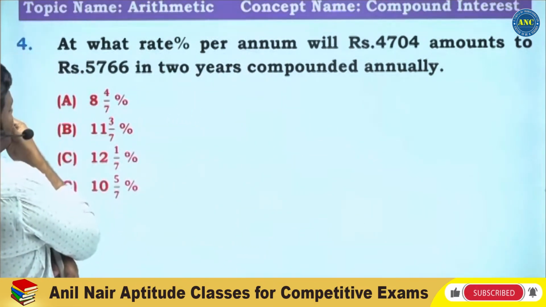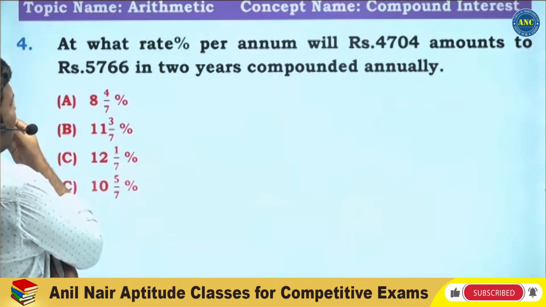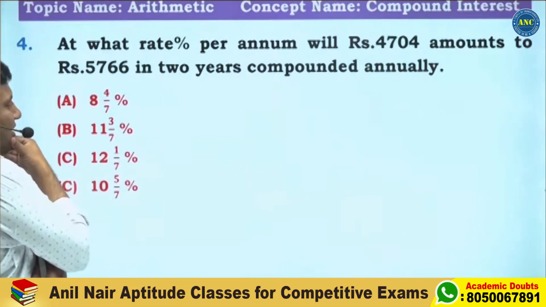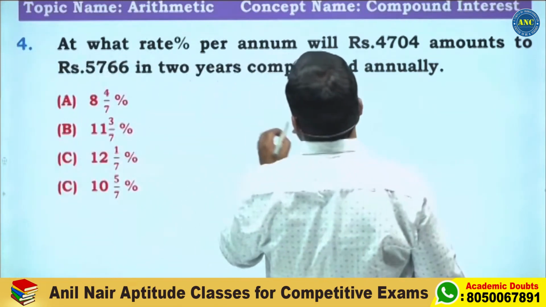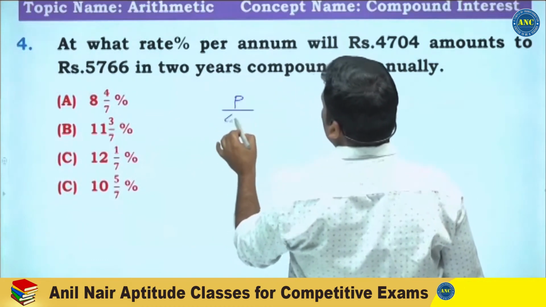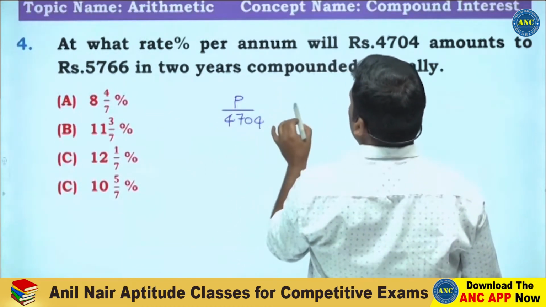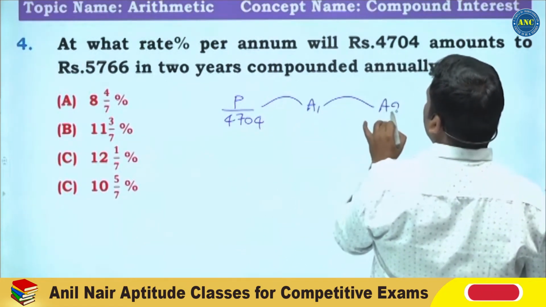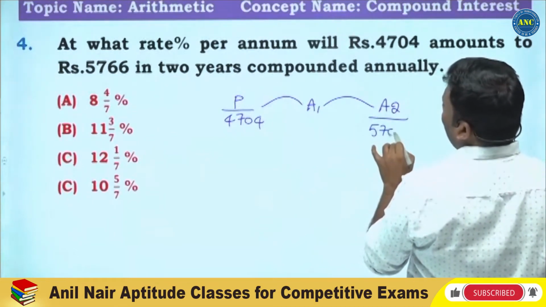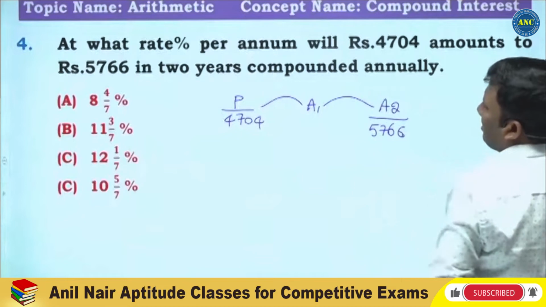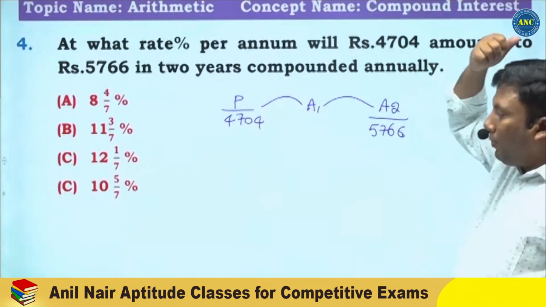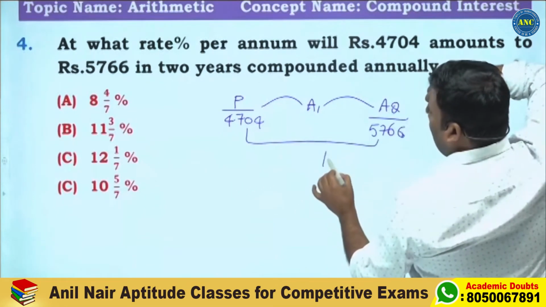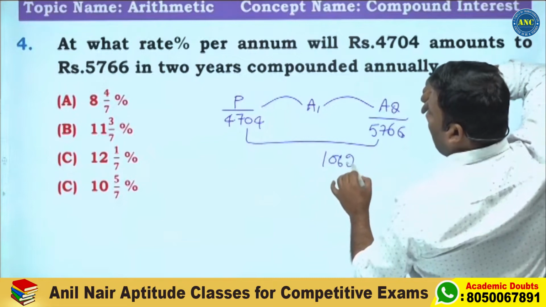Some weird answer options are there. At what rate of interest does 4704 amount to 5766? The principal is 4704, in 2 years. This is A1 and this is A2, 5766 in 2 years compounded annually. Now if you observe, almost how much difference is there? 1062 difference is there.